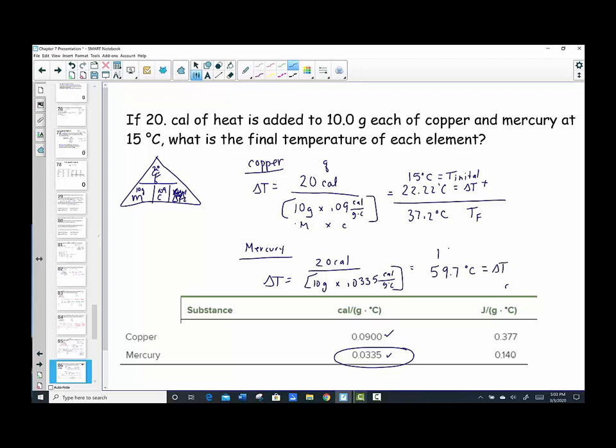If the initial temperature was 15 degrees, the final temperature is simply adding those together. So while I have 59.7 on my screen, I'll just add 15, and this would end at 74.7 degrees Celsius. So clearly the mercury warmed up significantly compared to the copper.